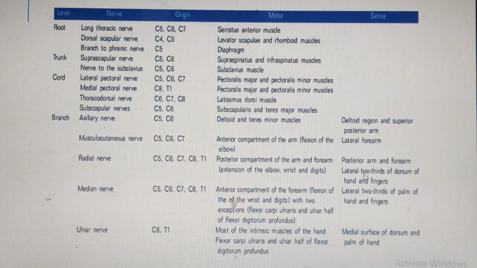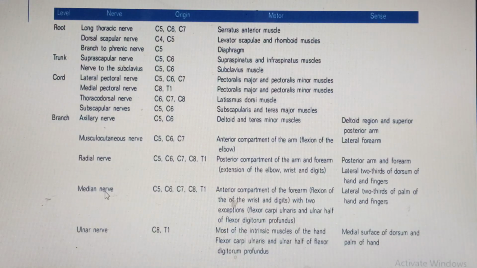Apart from that, the lateral 3.5 digits of the dorsal aspect of the hand. Yes, it will be coming from this area, excluding the nail base. So please get to know that it excludes the nail base. Excluding the nail base. So that's what we see.